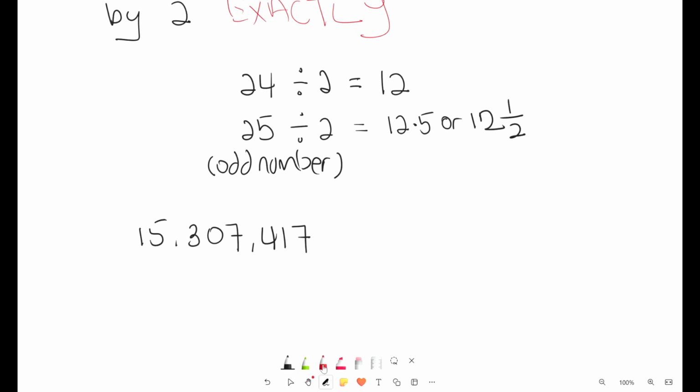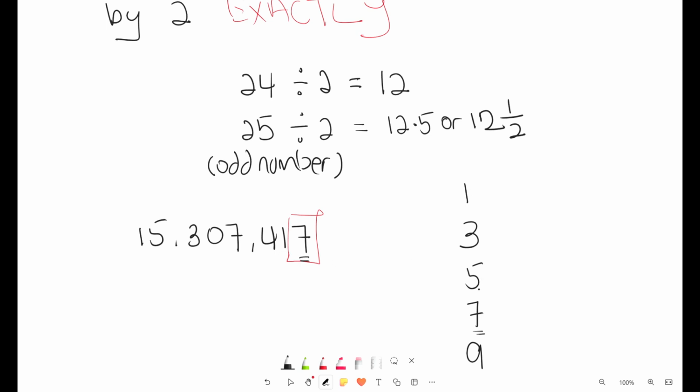But there is another way you can do this. You observe the last digit of any number. If the last digit is any of these numbers 1, 3, 5, 7, 9, then that number would be an odd number. In this case, the last digit is 7. 7 is in this list. So therefore, 15,307,417 is an odd number.